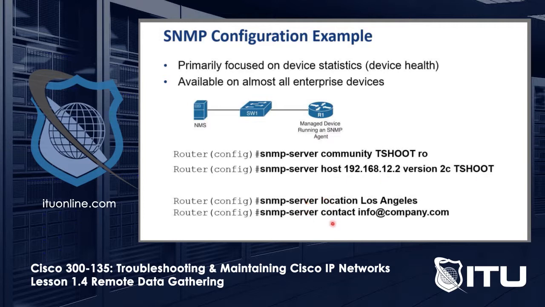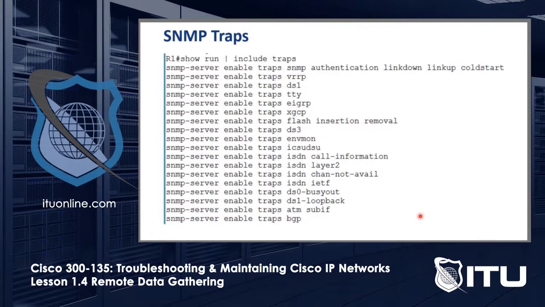And then additional information, which is just nice to have: the location is Los Angeles, and the contact is some email address. This just helps you when you're looking at this to see where this is. I can send traps. Now, SNMP on a Cisco router, there are all sorts of traps we can send. Traps are basically when some service or process needs to send some kind of information because it had an event. We can set traps.